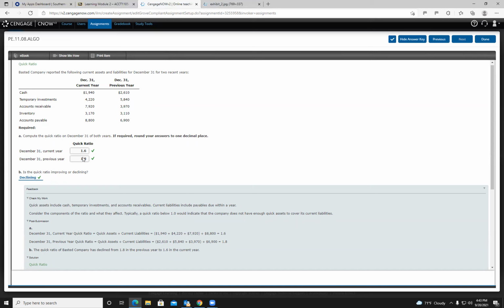So comparing previous year to current year, is a quick ratio improving or declining? It would be declining because you want the higher the number, the better. Because this means in previous year, you've had enough quick assets to pay off your current liabilities 1.8 times. Whereas in current year, you only have enough quick assets to pay off your current liabilities 1.6 times.